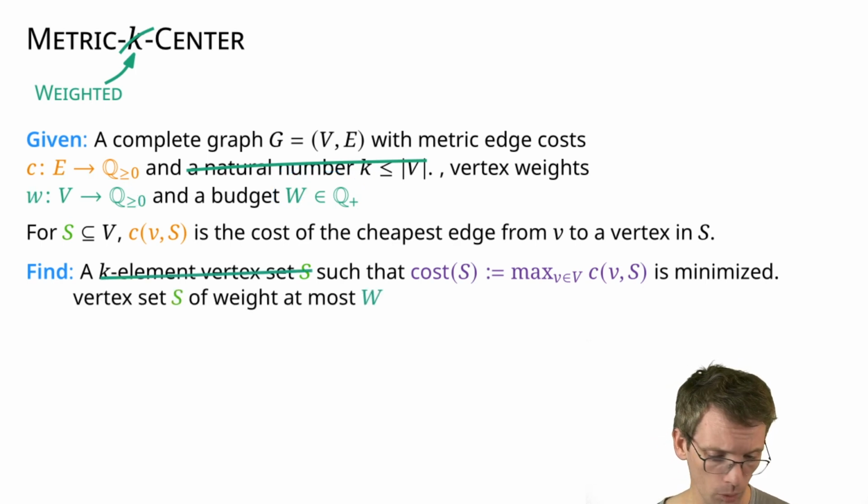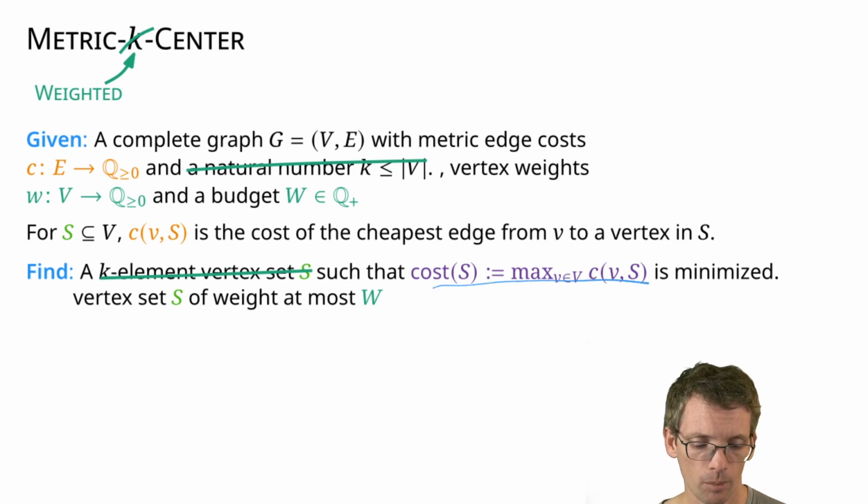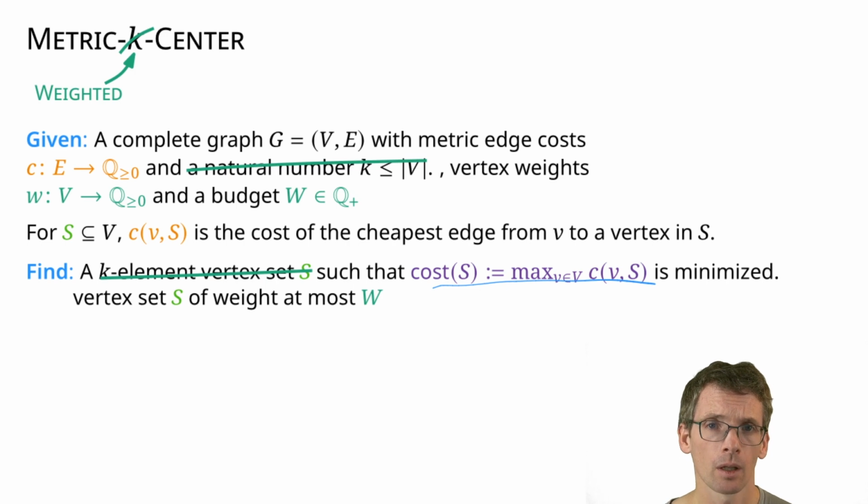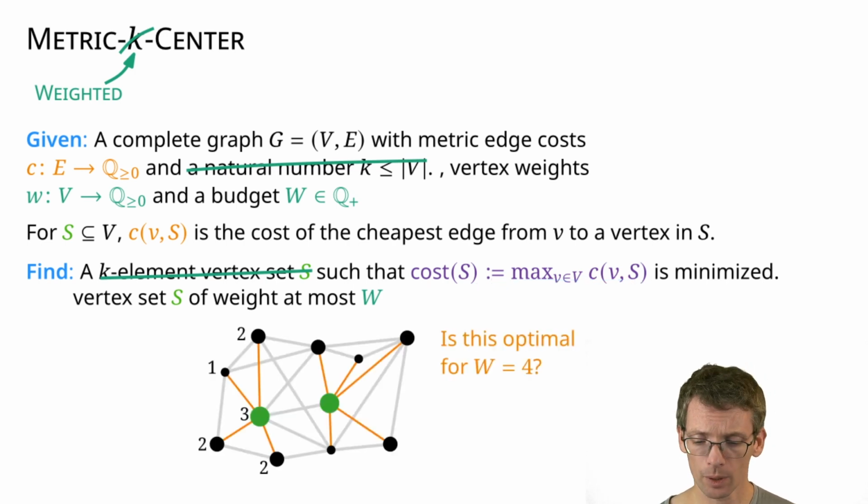And among all such choices, I want to minimize the cost of the clustering. So let me show you a small example. Here the vertex weights are illustrated by the size. So we have weights 1, 2, and 3. Now I have these 2 green vertices, and the question is: is this an optimal solution for a budget of 4?